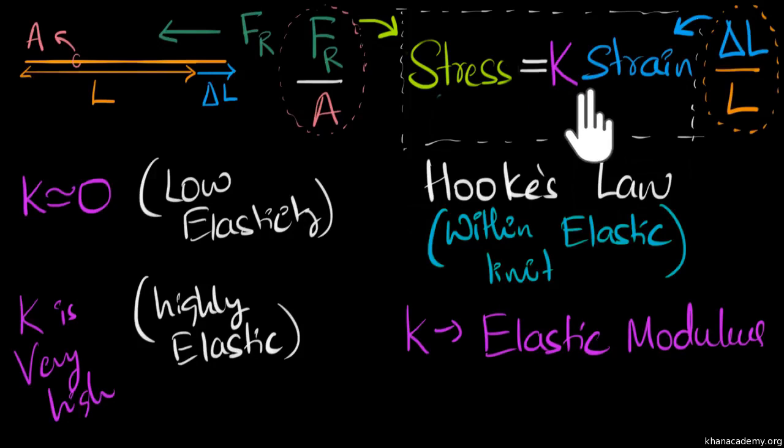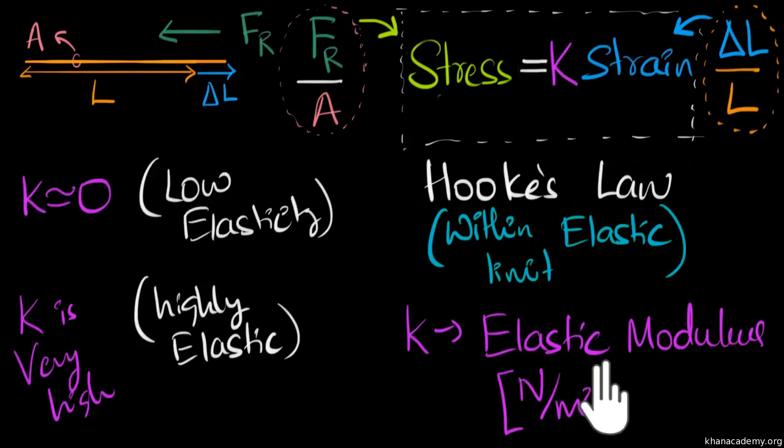And what are the units of K? Well, since strain has no units because it's length per length, centimeter cancels, K should have the same unit as stress. And the stress will have a unit of newtons per meter square. So K will also have units of newtons per meter square.